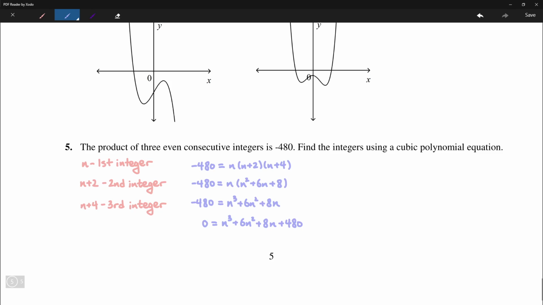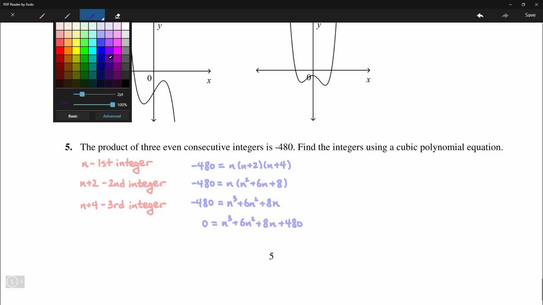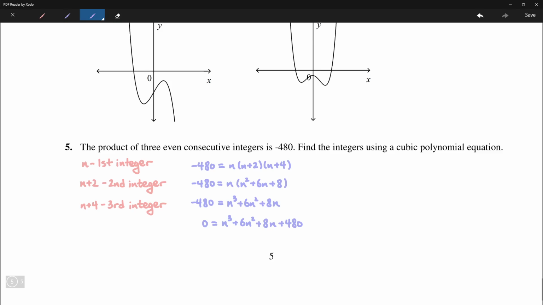So the trouble with this kind of question is that 480, for example, has a lot of different factors. So in all likelihood, we are going to be given a few to try out for the combination of factor theorem and the integral zero theorem. So in this case, we are going to try, let's say, 10, or sorry, negative 10.